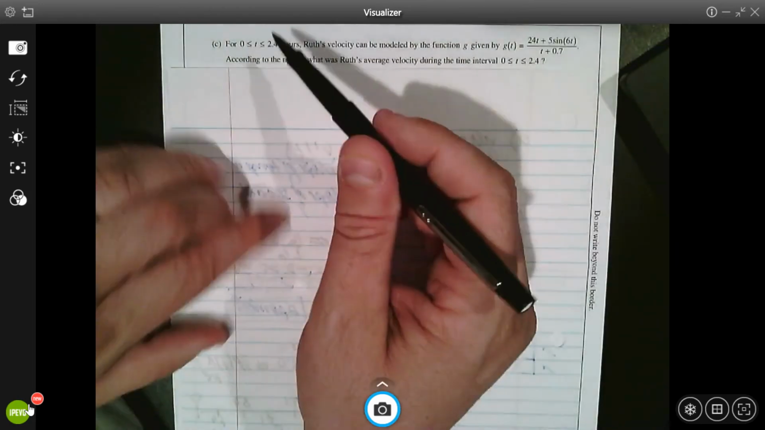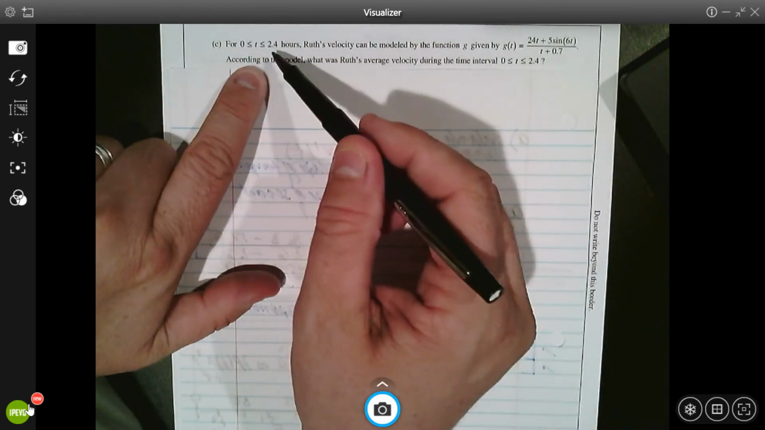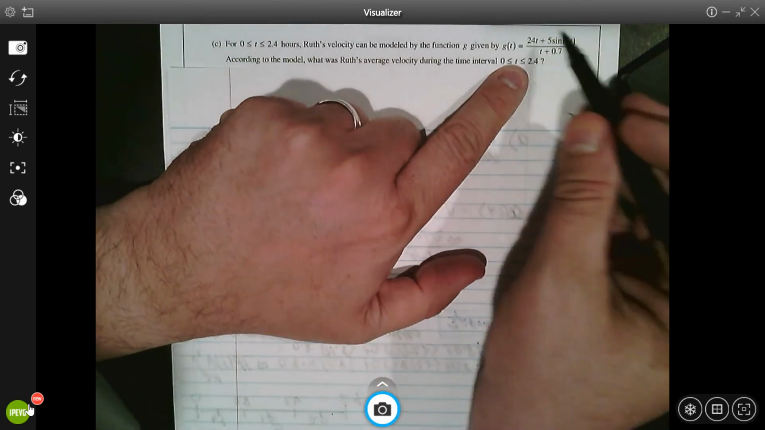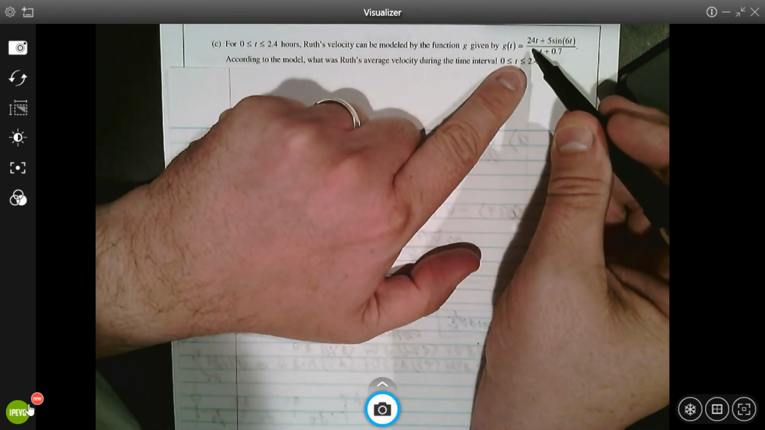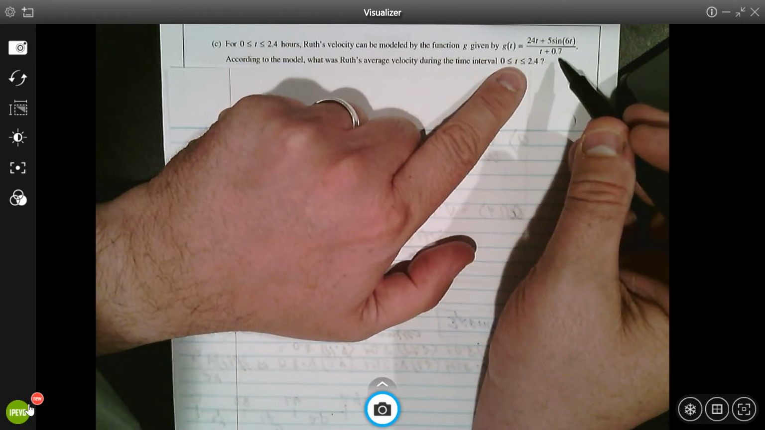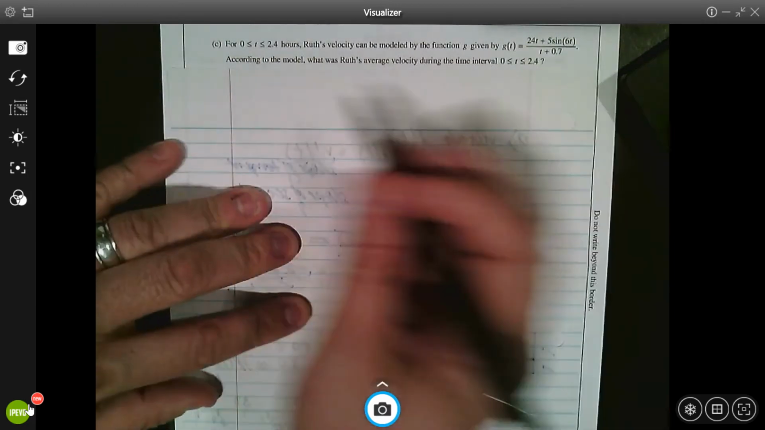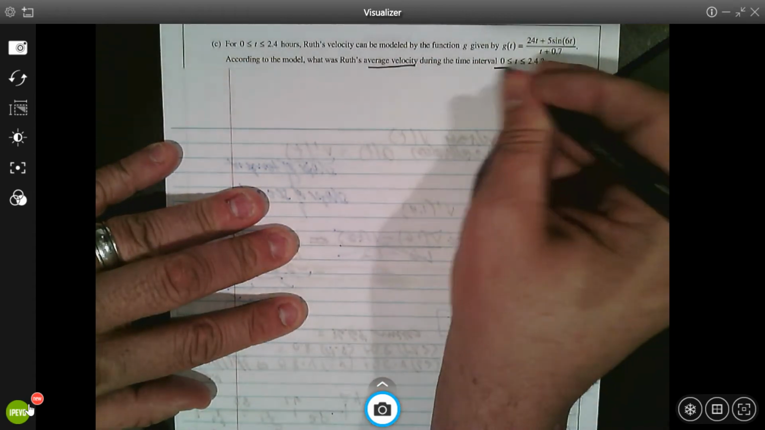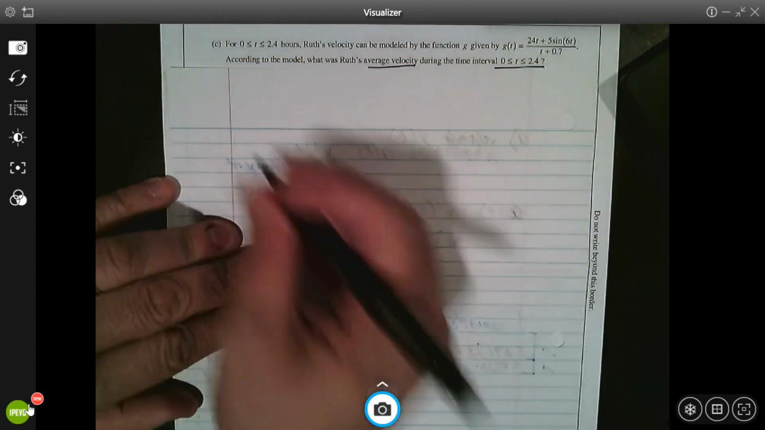In Part C, we're looking at the same time interval, 0 to 2.4. Ruth's velocity can be modeled by the function g of t equals 24t plus 5 sine 6t over t plus 0.7. Okay, so now we actually have a function to represent her velocity. According to the model, what was Ruth's average velocity on the time interval 0 to 2.4?